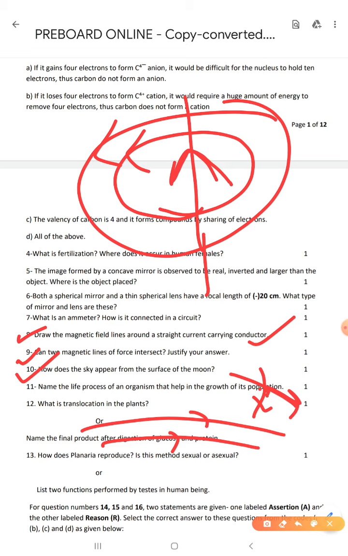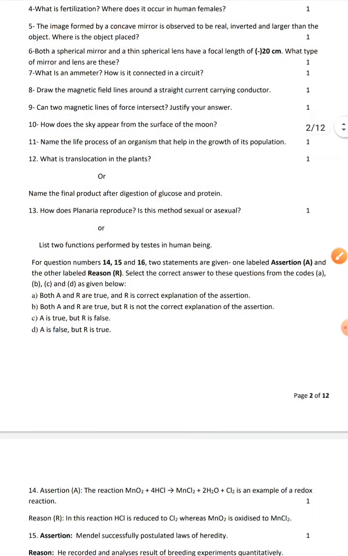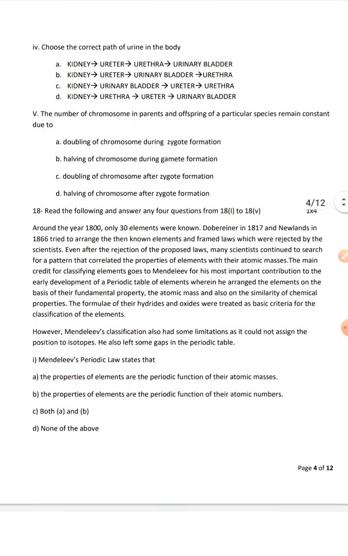This is also a very important question, dear students, as I already discussed about the appearance of the sky when we go to space. But it is asking about the moon. You should know there is no atmosphere on the moon. If there is no atmosphere, it means there is no scattering of light, and if there is no scattering of light, then the sky appears black only. You have to write black there. These are the parts of this question.